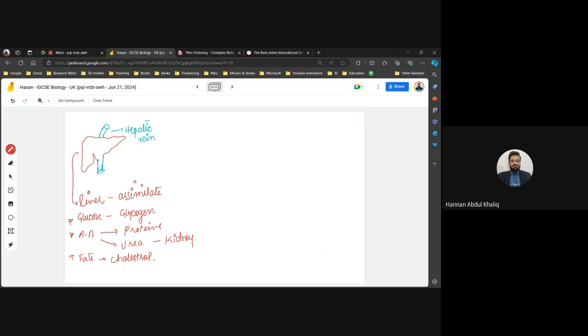So this phenomenon is called assimilation. It is the liver that would assemble everything. Even if a poison is absorbed by the small intestine, it would first enter into the liver, and then the liver would be sorting it out.